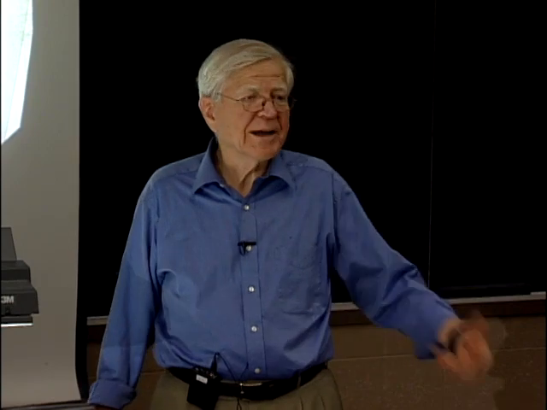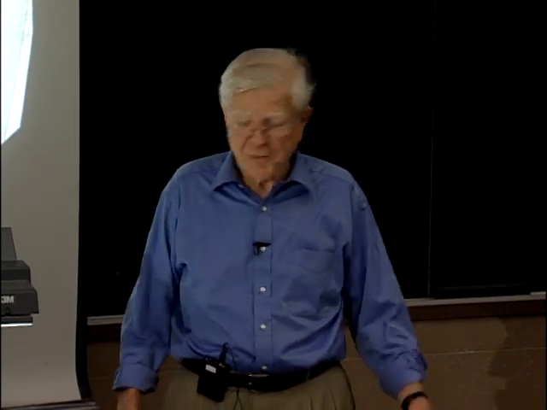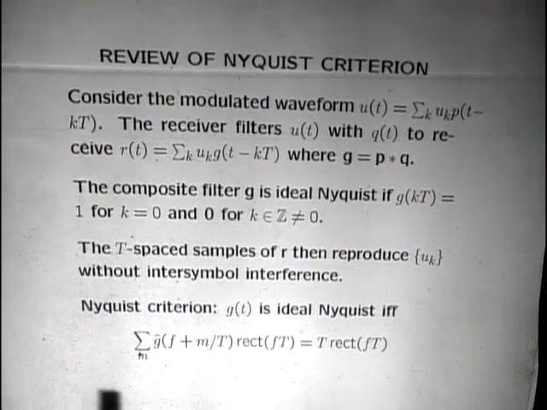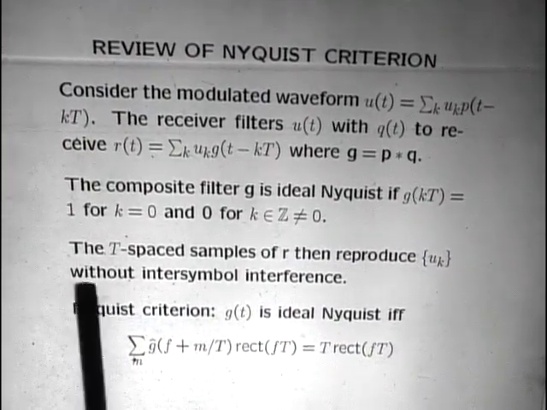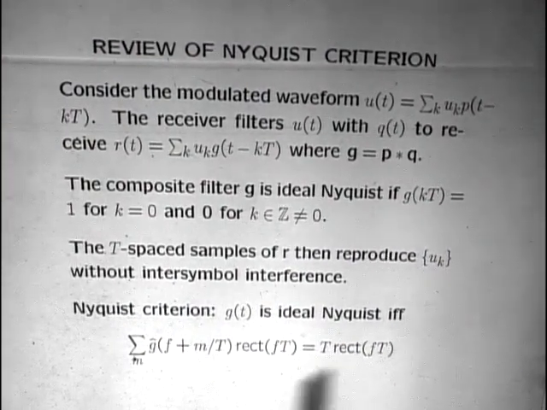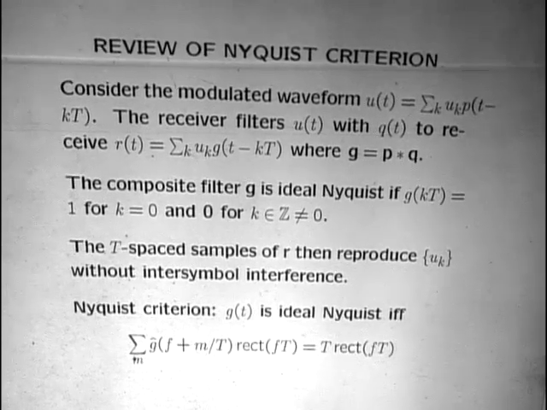It's just that if you want to get the right answer, you have to scale it the right way. And it's not quite right in the notes, so I'll change it around and send the thing out to you. Okay, then it says the T-space samples of R then reproduce U sub k without intersymbol interference.